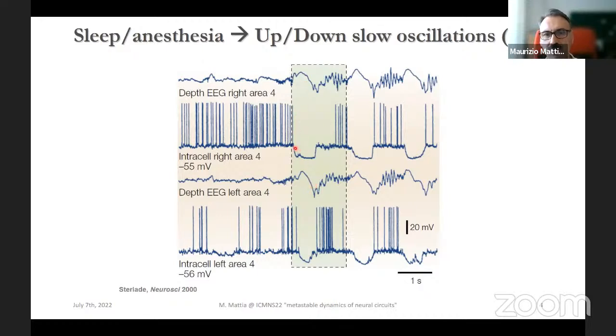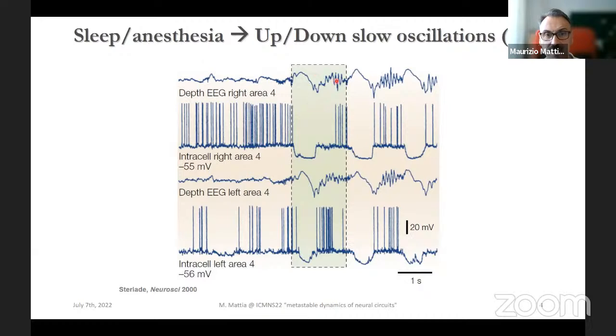Indeed, if you look now at what is happening at the level of the single cell, you start to see periods of hyperpolarized state, which are named down states, in which the neurons are almost silent. And then they are followed by an activated state, the up state, or on state if you prefer, in which the membrane potential is depolarized and the neuron starts to fire again. These are the up states.